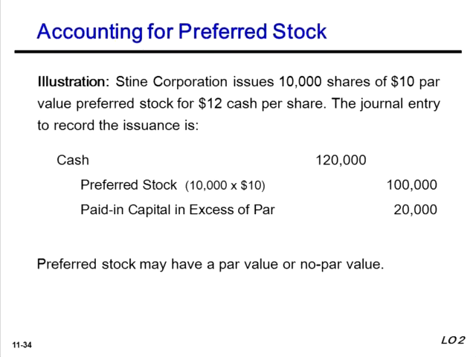of par, and it should say preferred stock. So when we have paid-in capital in excess of par, we need to have a separate account for preferred stock and also a separate account for common stock. Preferred stock may also have a par value or no par value.